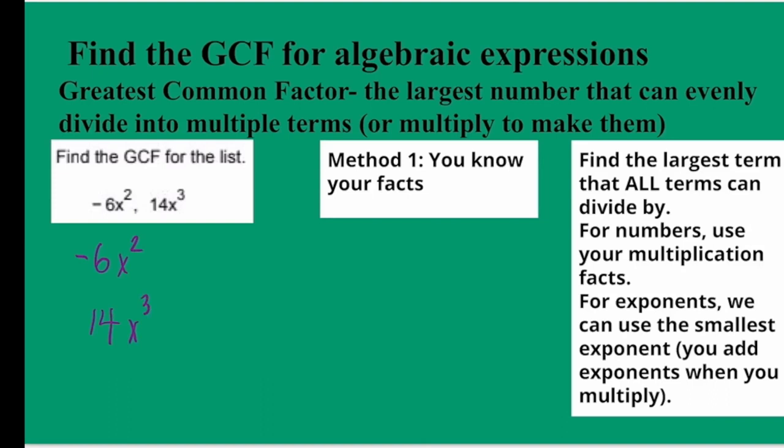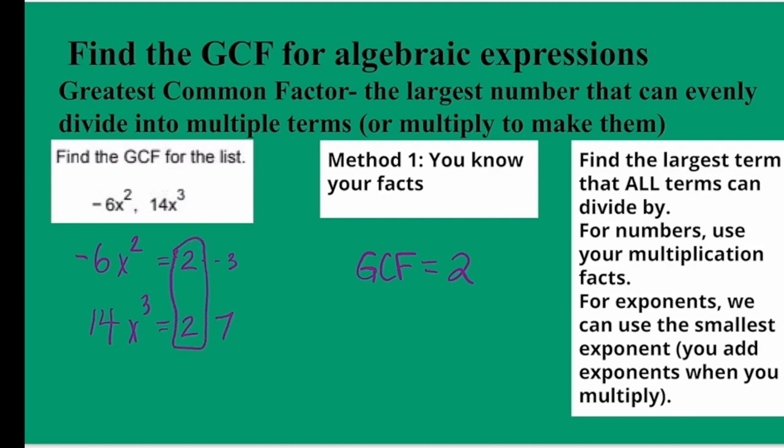So the first method is, if you know your facts, then you know 6 can divide by 2, and you know that 14 can divide by 2. So 2 is the largest number that can divide both of those. -6 would be 2 times -3, and then 14 would be 2 times 7. So there's your number. GCF is 2.